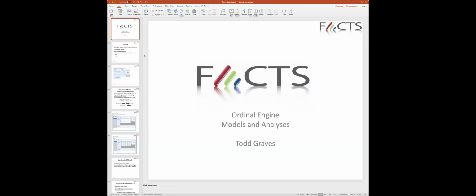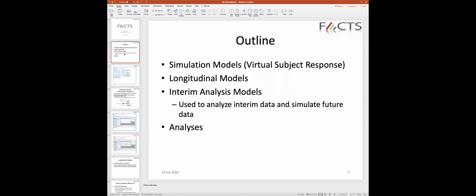I'm Todd Graves, and I'll be talking to us about the various models and analyses that we intend to have available in the Ordinal engine for FACS. So fans of FACS will be used to there being lots of models involved and used for different purposes. So I'll break this up into first talking about the simulation models, or as the virtual subject response, as people will be used to hearing it called.